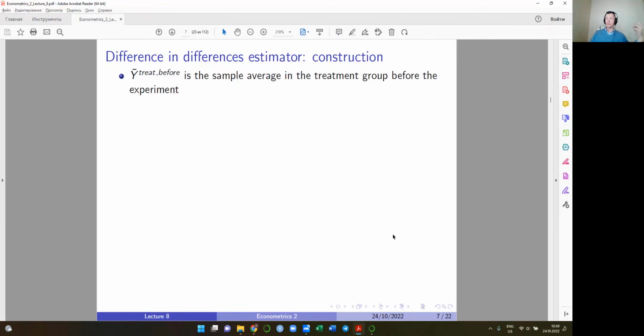So first of all, we need to introduce several important variables. So here, all statistics. So y bar is the sample average. So what is the most important, sample average of what? So y bar treatment for the treated group before the policy change, or before the treatment has been applied. So the sample average in the treatment group before the experiment.